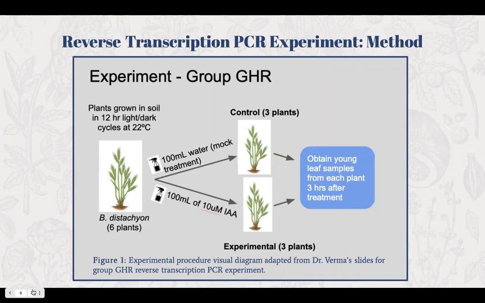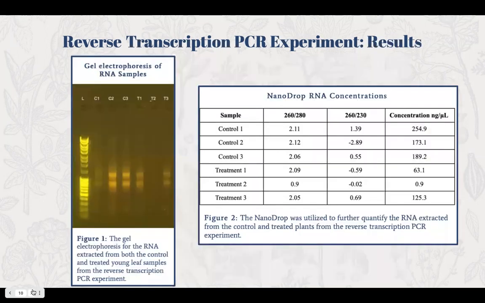We began by spraying 100 microliters of 10 micromolar IAA solution in ethanol onto the leaves of half of our plants, named the treated group. The other half was our control group, which were sprayed with 100 milliliters of water. After 3 hours had passed, we analyzed the wild-type leaf growth of the control and IAA-treated plants. The young leaves from the control and treated plants were excised and their RNA was extracted and quantified.